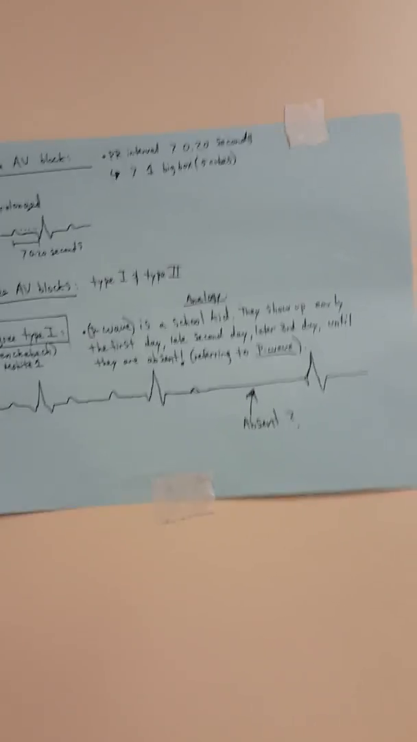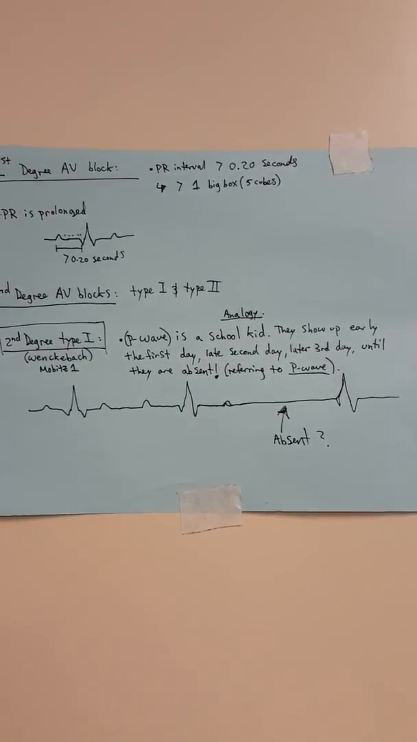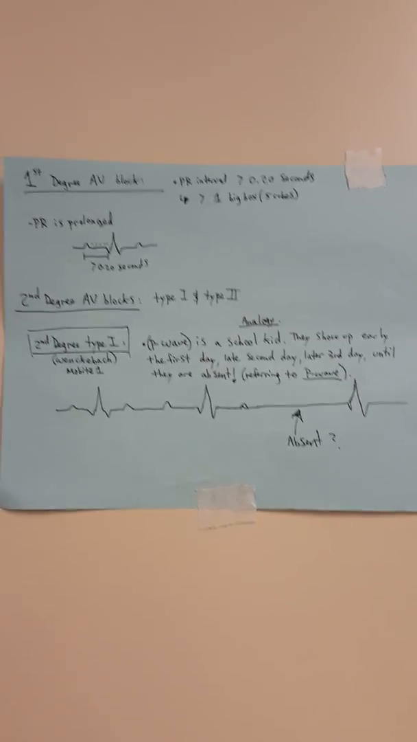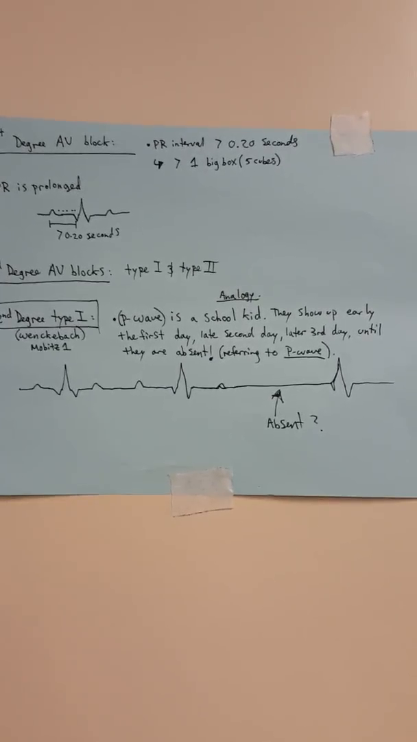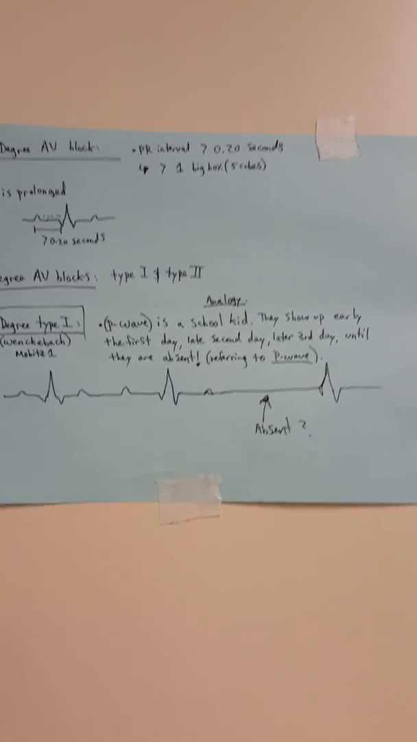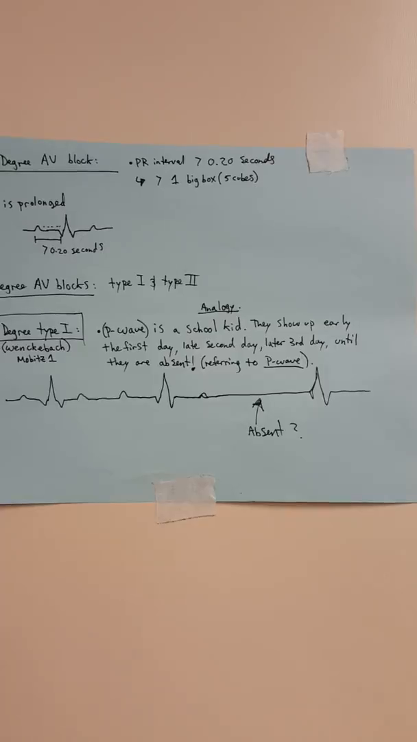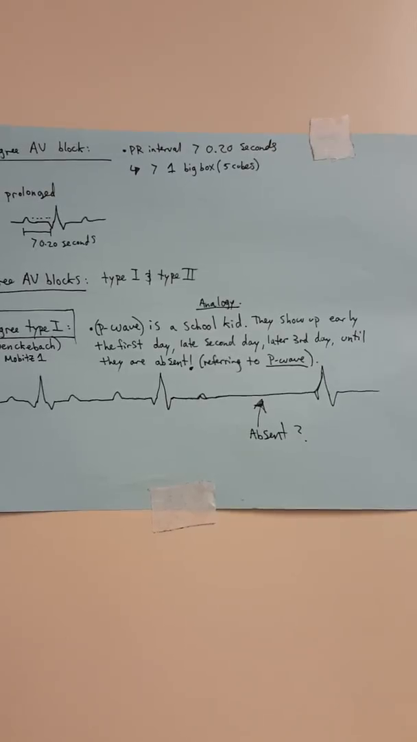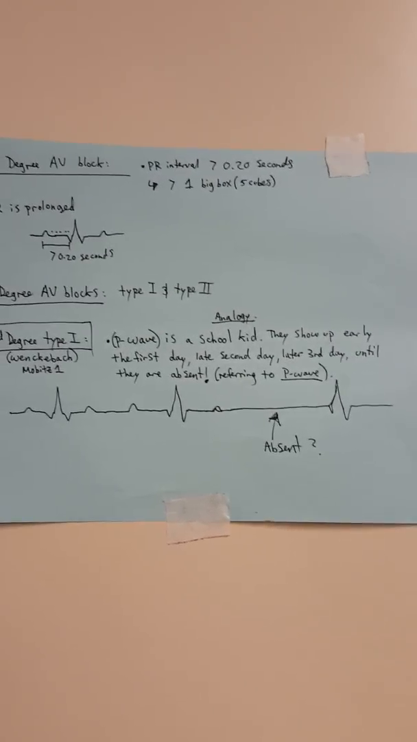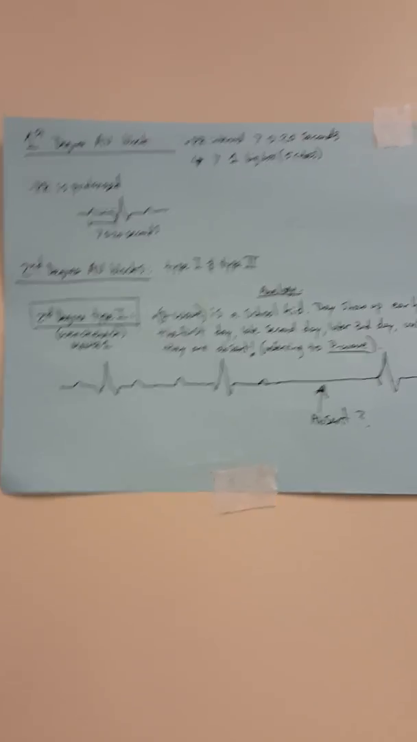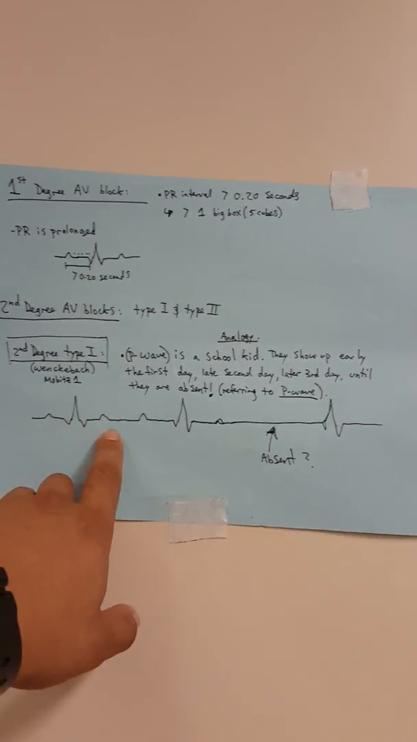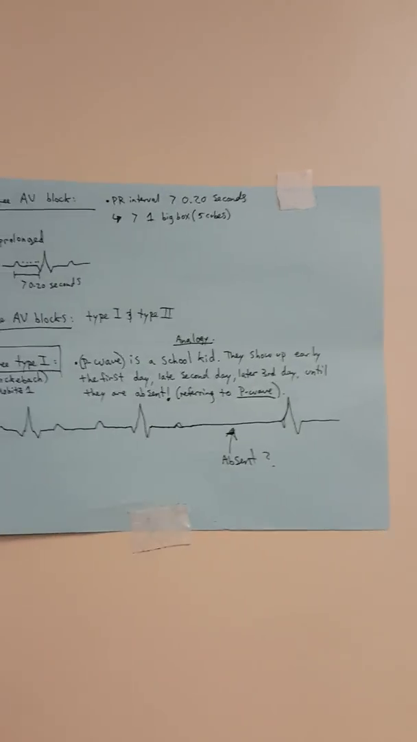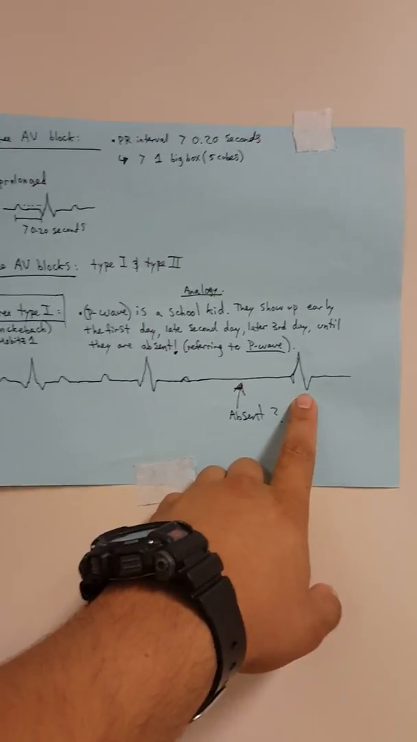Second degree AV block, type 1 and type 2. So type 1, also known as Wenckebach, Mobitz 1. I like to remember this by an analogy. The P wave is a school kid. They show up early the first day of school. They show up a little late the second. The third day a little later, until they are completely absent the fourth day. This is referring to the P wave. So see, the P wave is there, it's early, a little bit later, and then it's just absent. It's not there anymore. So the QRS complex is standing alone.